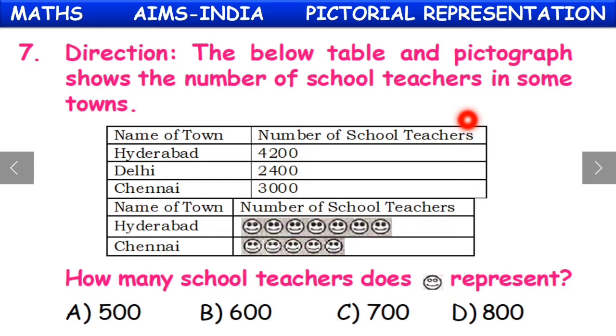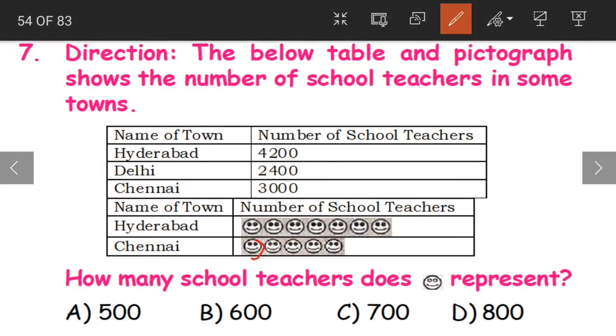The below table and pictograph shows the number of school teachers in some towns. Now how many teachers does a smiley represent? Here we are having a smiley. Yes or no? So for Chennai, how many smileys do we have? 1, 2, 3, 4, 5. For Chennai, we are having 5 smileys. If you look at the number represented by Chennai, it is 3000.